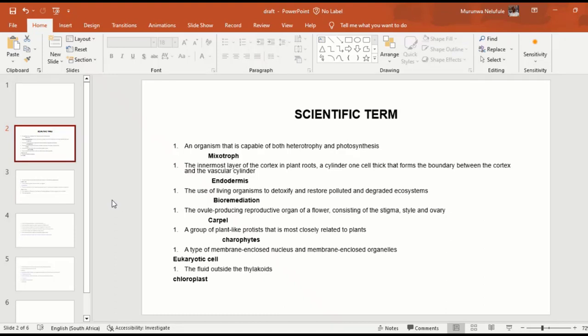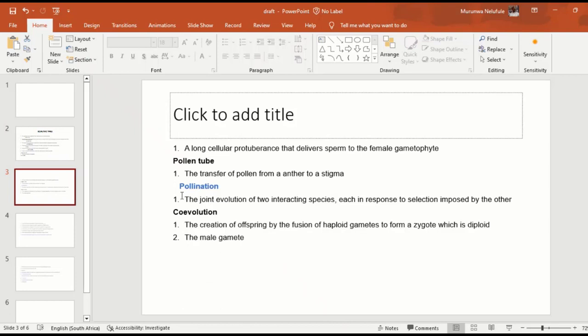Okay, how will this differ? That's a good question. How will this differ from natural selection? Co-evolution, because they're saying the joint evolution of two interacting species, each in response to selection imposed by the other. It's co-evolution. So these species have an interaction with each other.